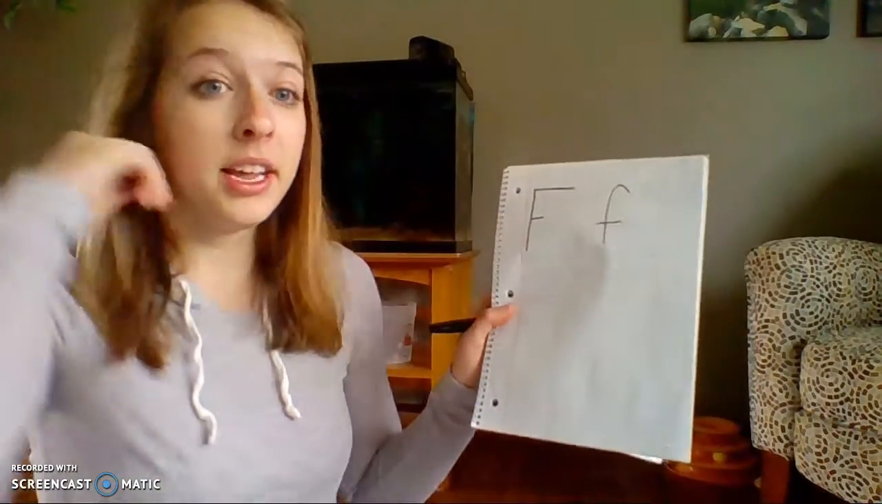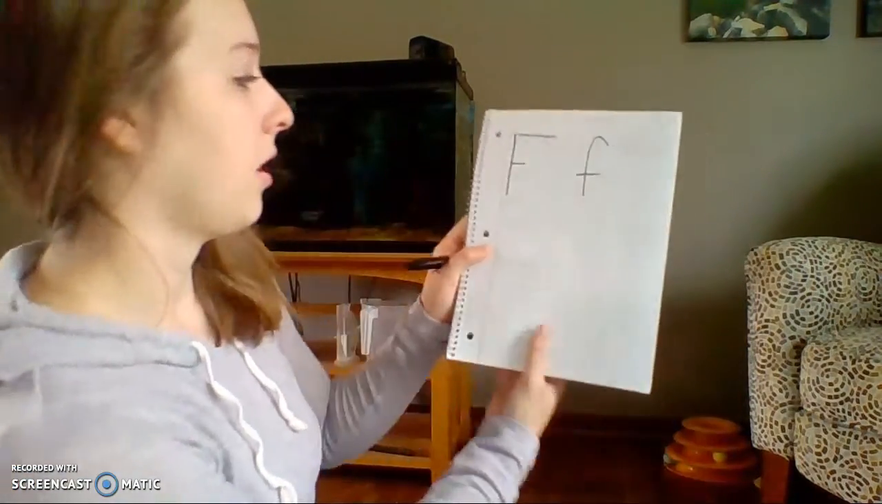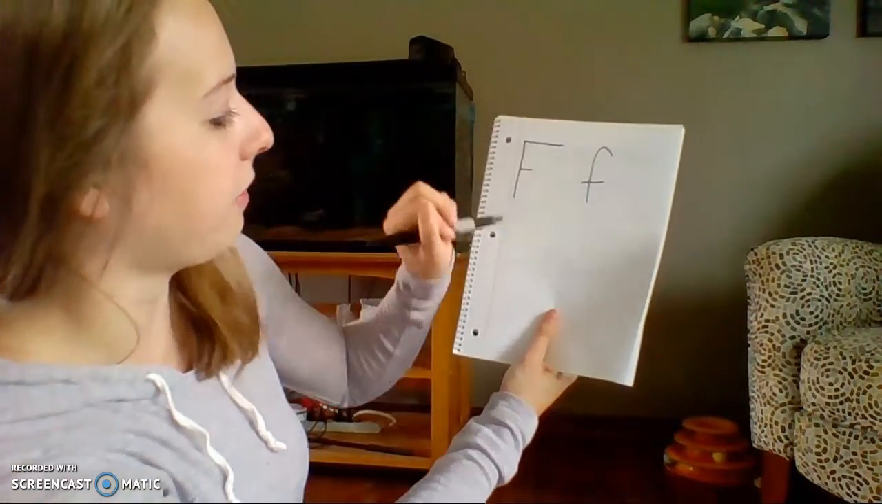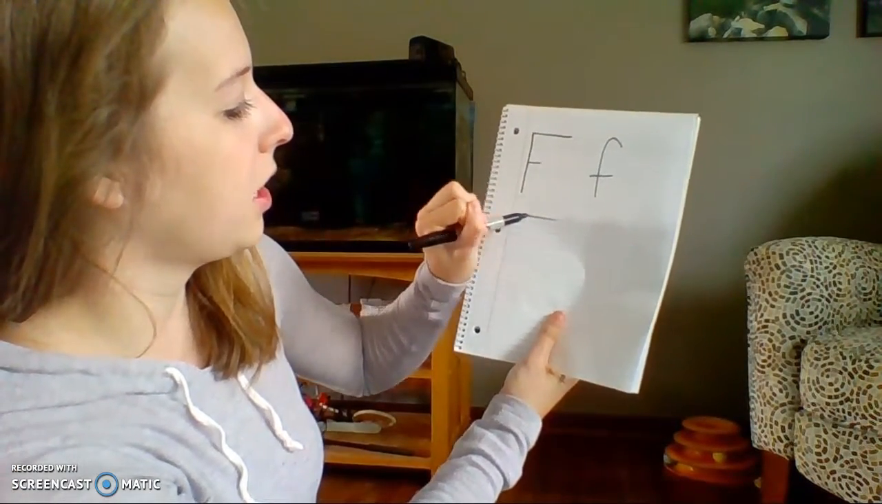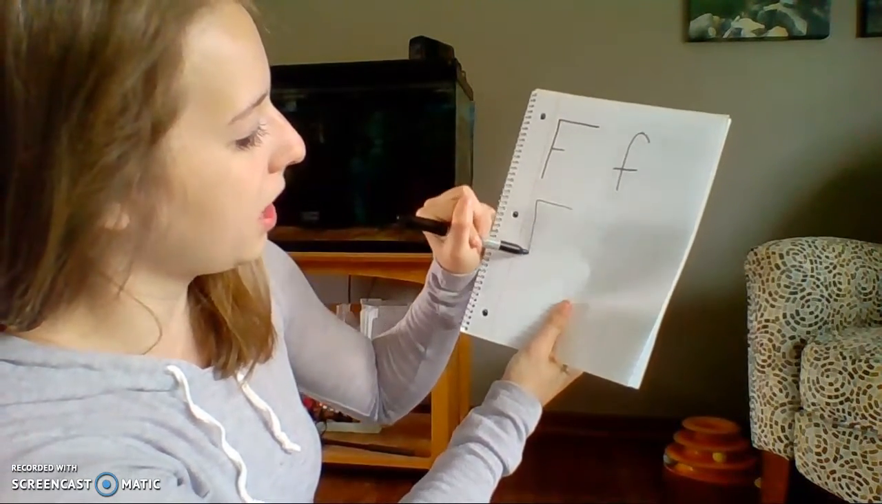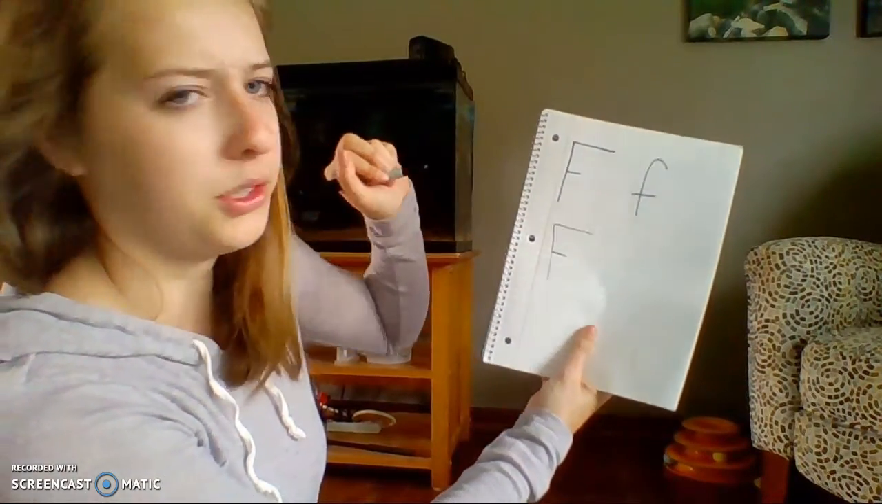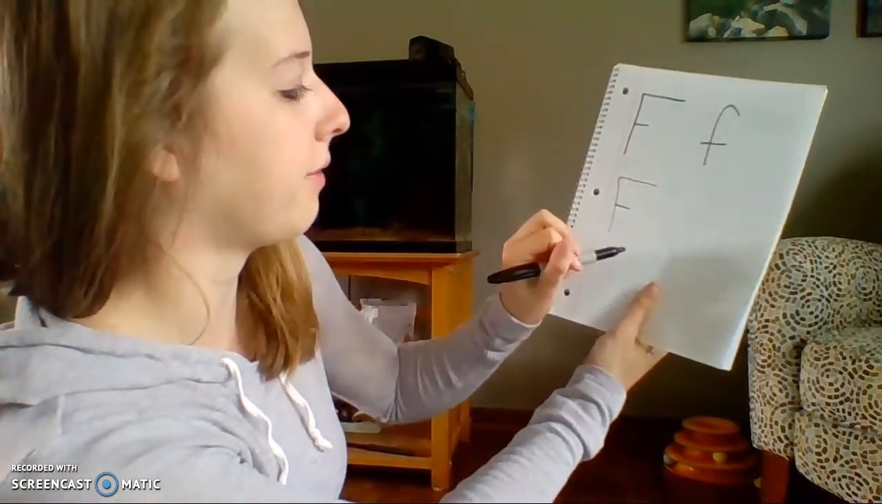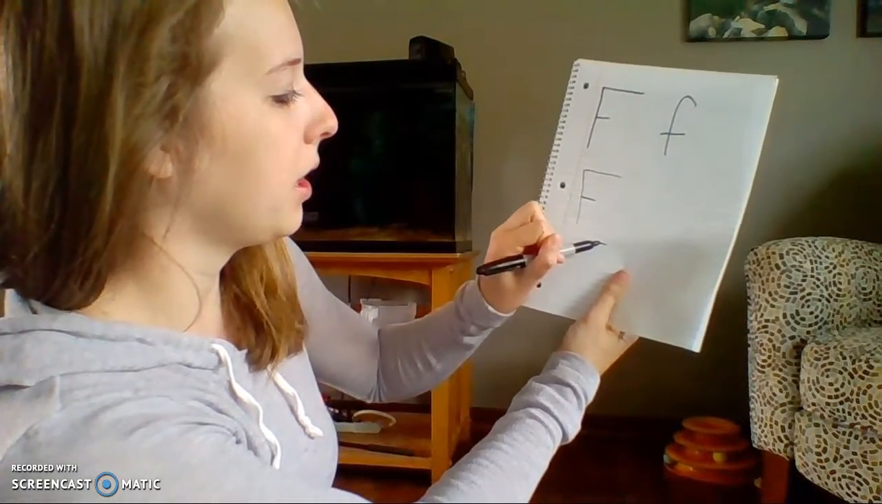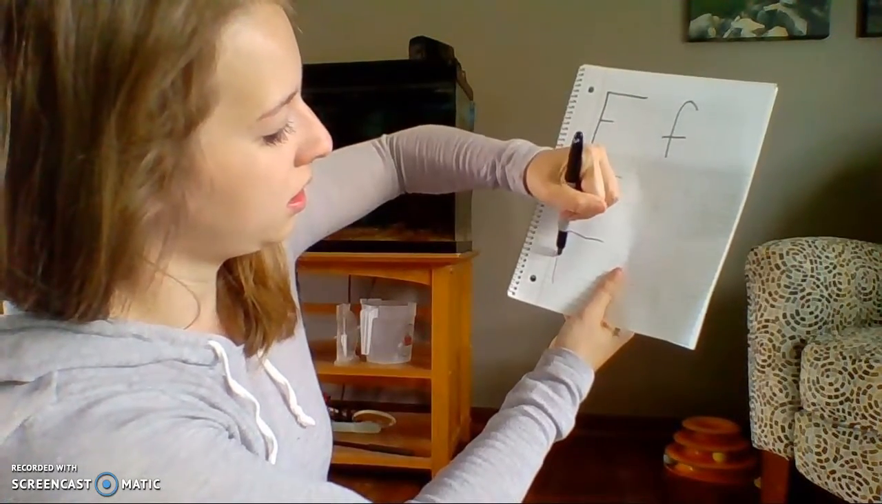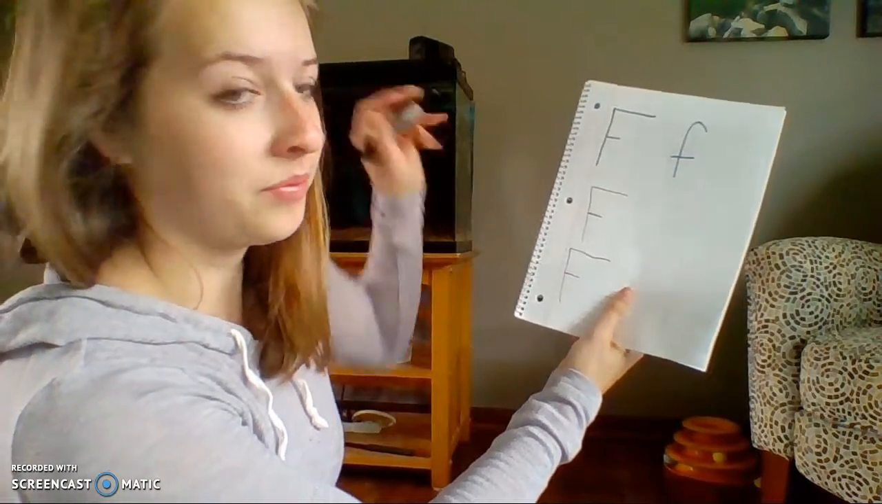Let's practice writing some F's. First, I'll write on the paper, and then we can practice together writing in the air. Okay. Let's write an uppercase F. Big line across, big line down, little line in the middle. Let's do one more uppercase F. Big line across, big line down, little line in the middle.